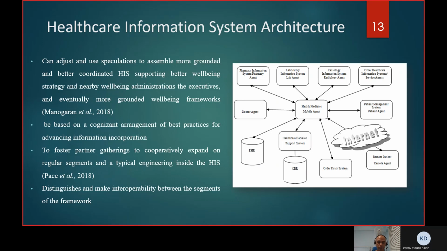It is based on a cognizant arrangement of best practices for advancing information in cooperation and fostering partner gatherings to cooperatively expand on regular segments and the typical engineering inside the HIS. It also distinguishes and facilitates interoperability between the segments.